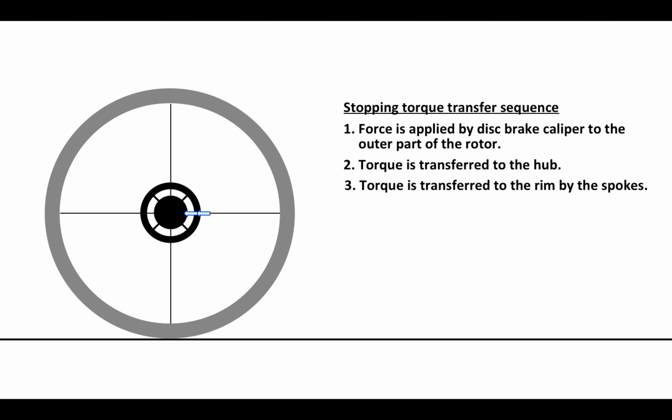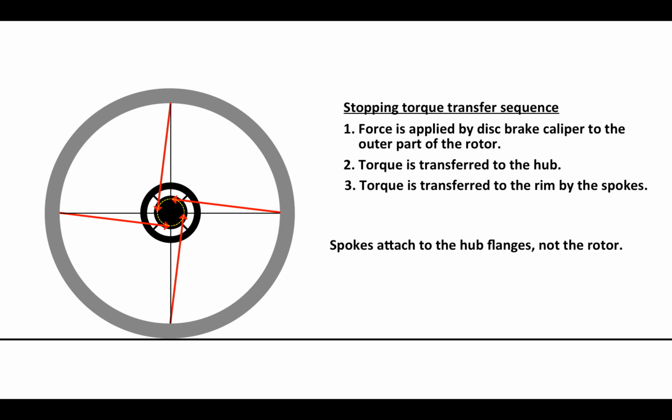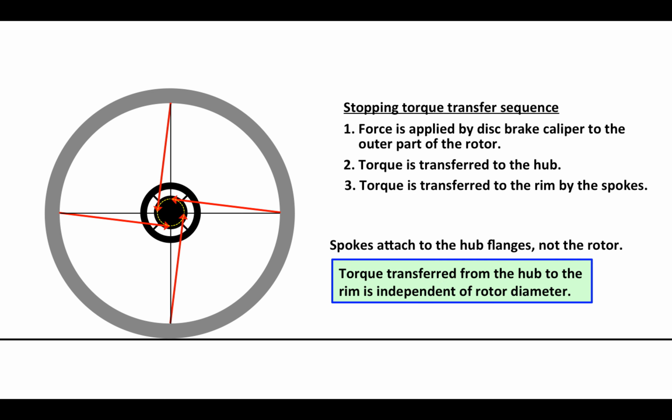And then the torque is transferred to the rim by the spokes, and the spokes actually attach here to this imaginary ring, and this is the ring where the holes are located, and it's called the hole flange circle, and the diameter would be the hole flange diameter. Even though this torque transfer doesn't really occur sequentially, it's still useful to think of it that way. Step 1 here, step 2, and step 3. Because the spokes attach to the hub flanges and not the rotor, the torque transferred from the hub to the rim is independent of the rotor diameter.